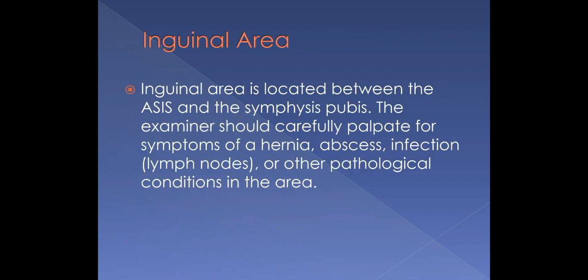Next, coming to the inguinal area. The inguinal area is located between the ASIS and the pubic symphysis. The examiner should carefully palpate for symptoms of a hernia, abscess, infection of the lymph node or any pathological condition in this area. So the inguinal area can be palpated anteriorly.